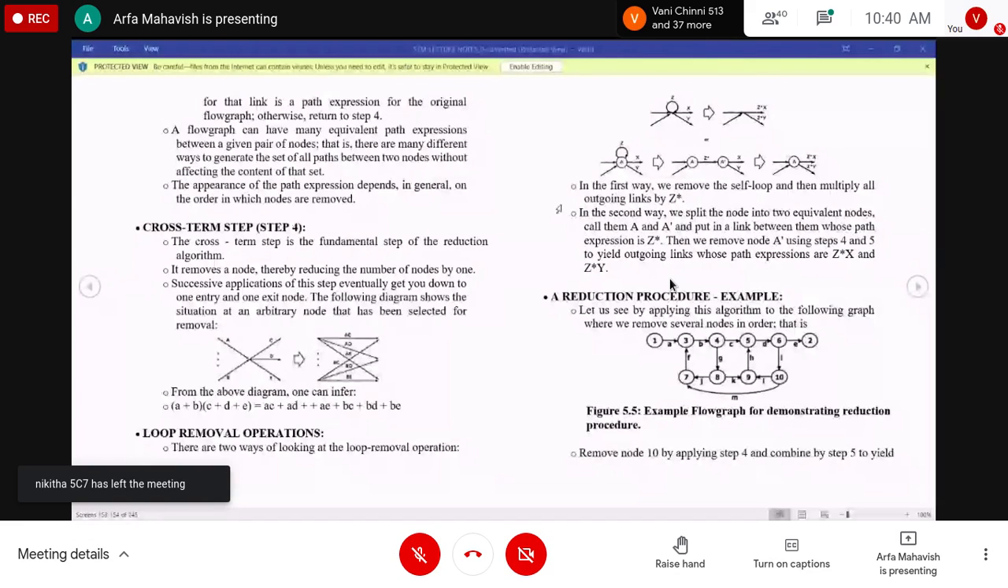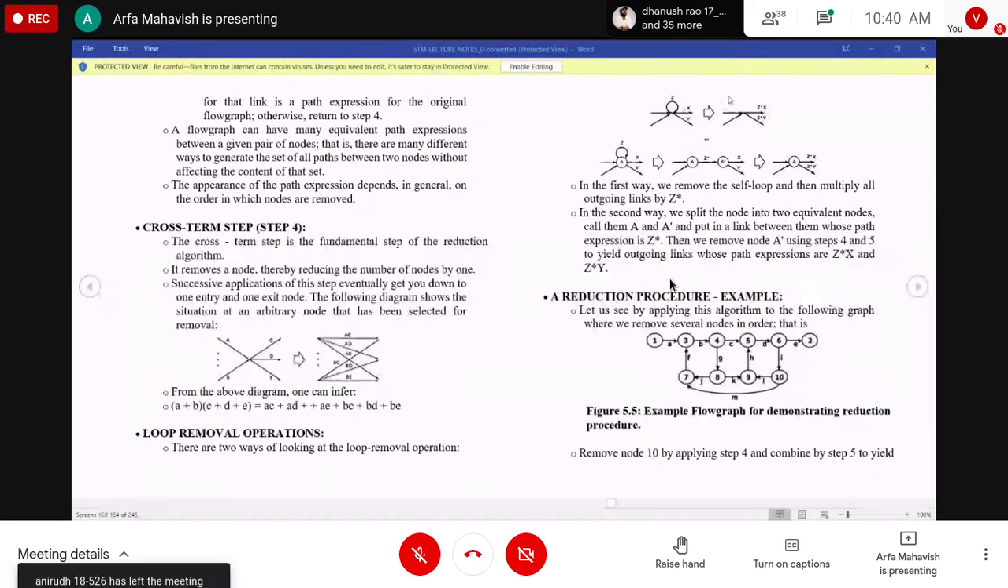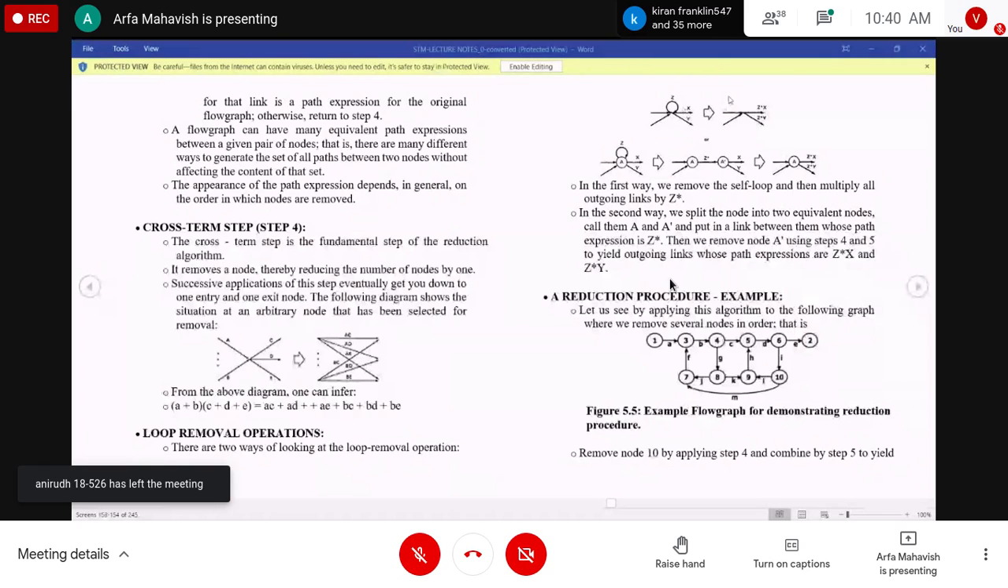So for removing the loops, look at this first diagram. This is the self loop. So x is a self loop, and we represent that self loop while removing this x. You have to represent that loop as a into x star. Whenever you are removing the loop in the diagram, you have to go with that algorithm. When you are removing this node, you have to denote it as x into x star. This is the first way of removing the loop.